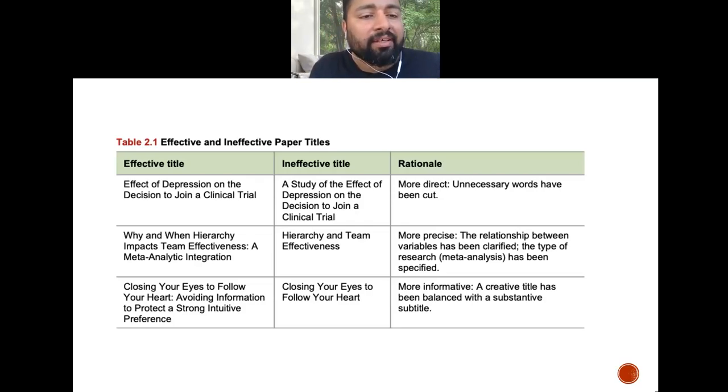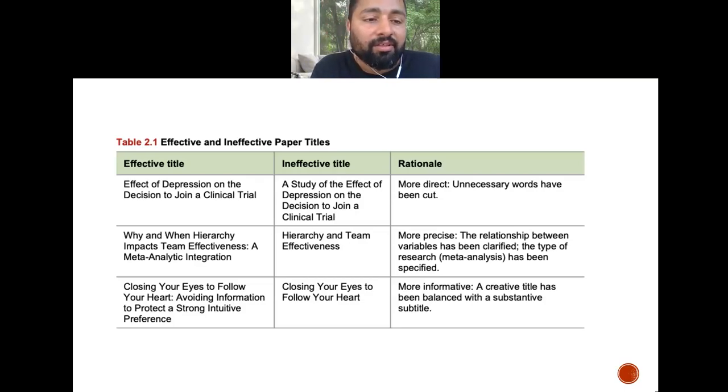And the second one: "Why and when hierarchy impacts team effectiveness: A meta-analytic integration." "Hierarchy and team effectiveness" alone will not give a proper idea. So "Why and when hierarchy impacts team effectiveness, a meta-analytic integration," because they have used the meta-analysis keyword in the title. That is more specific, and that will be better for search engine optimization.